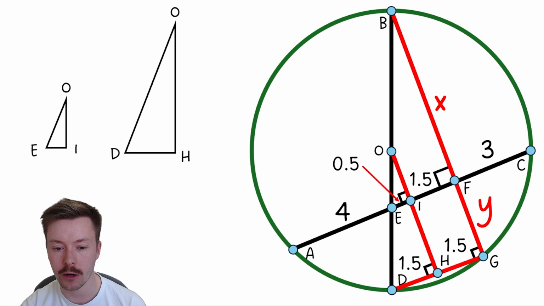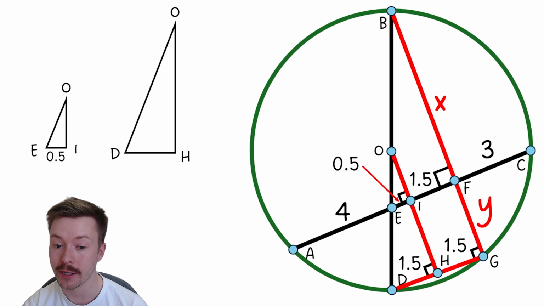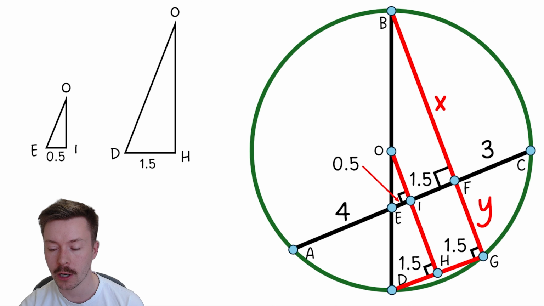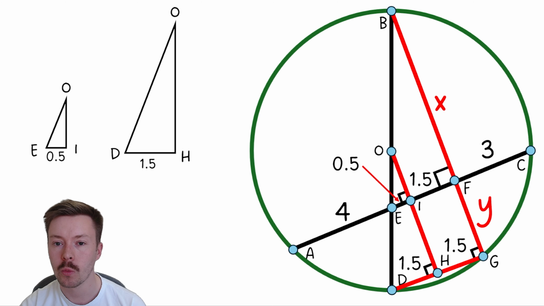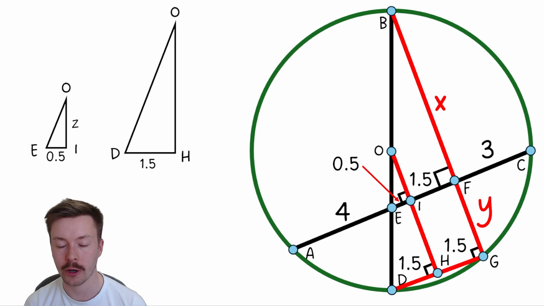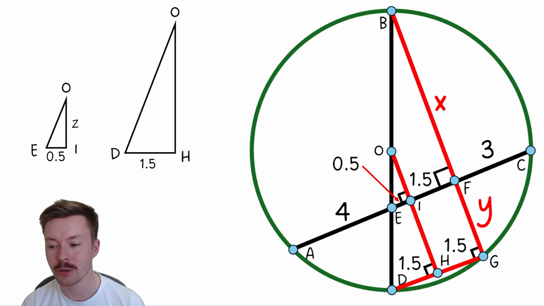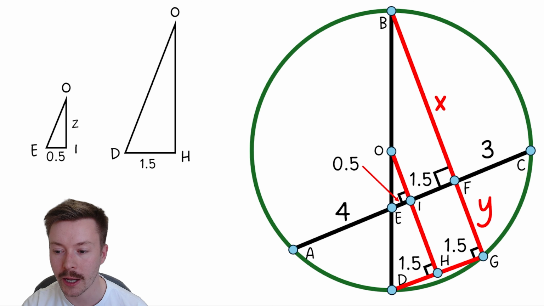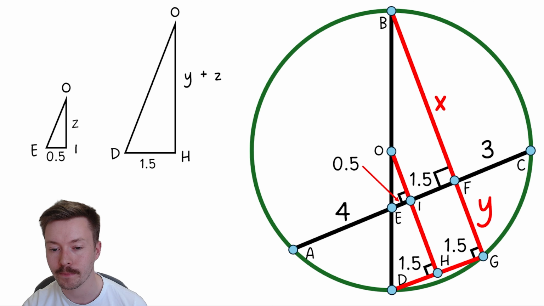Now the lengths for EIO, or E to I, is 0.5, D to H is 1.5. I don't have a length for I to O, and I don't have a length for H to O at the minute, but what I can do is label I to O as Z, and that would make H to I, because we've got that rectangle there, like I said earlier, I to F, G to H is a rectangle. I to H is the same as F to G, which is Y, and then we add on the I to O, which is Z, and we get Y plus Z.